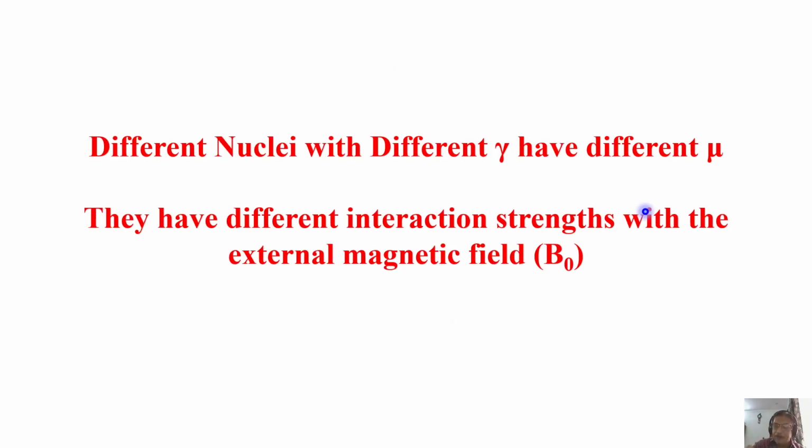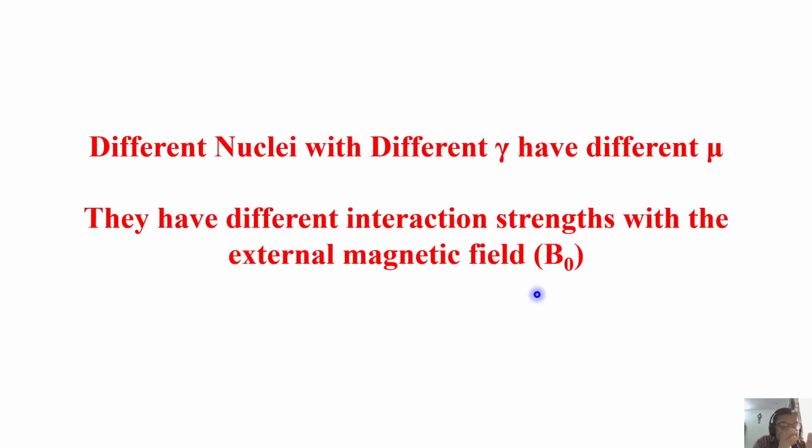So, this is an important concept. I hope you are understanding. Different nuclei with a different gyromagnetic ratio have different mu. They all have different interaction strengths with the external magnetic field. So, since mu is different for different nuclei, because gammas are different, when the mu interacts with the external strong magnetic field, they have different interaction strengths. As a consequence, the interaction of the protons with the external magnetic field is different. Similarly, the strength of interaction of the carbon with the external magnetic field is different. This is what makes the difference.